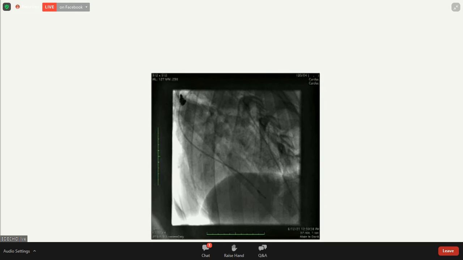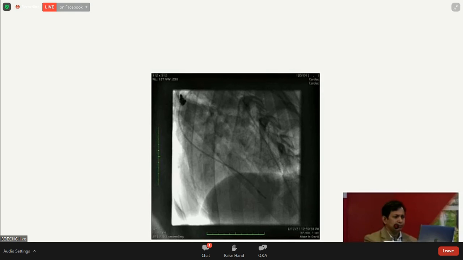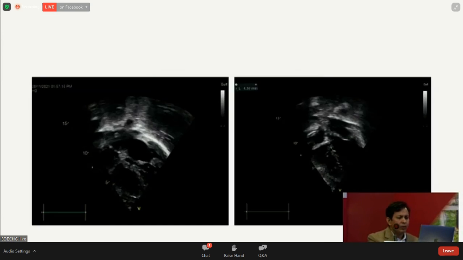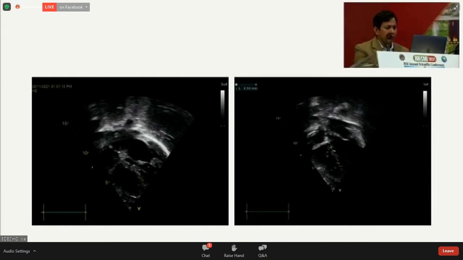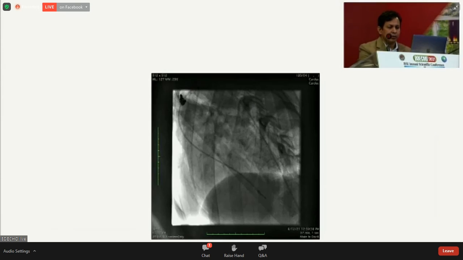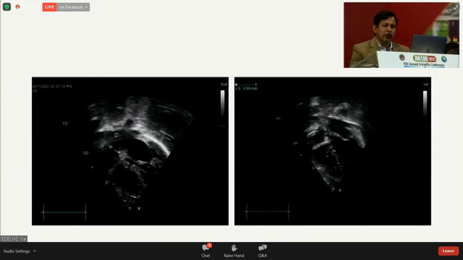So we have selected this case for device closure. This is an isolated VSD with normal pulmonary pressure, and the VSD location is away from the aortic valve. So we have selected this case for device closure. And the device, according to the morphology of the VSD, we selected is ADO2 for VSD occlusion.